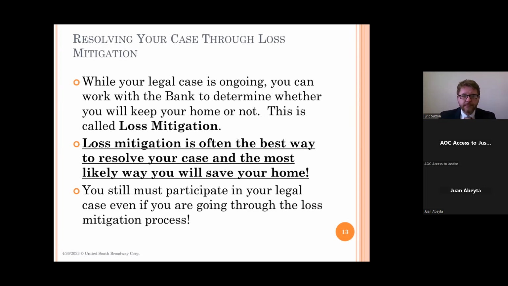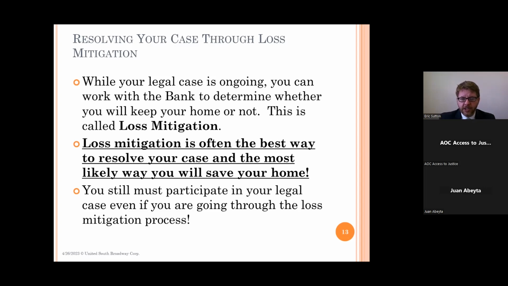It's the best way to resolve the case because you don't really want to have a judgment of foreclosure. And it's usually the way you're able to come to an agreement with the bank in terms of a loan modification or a reinstatement or another option that will allow the borrower to save the home.